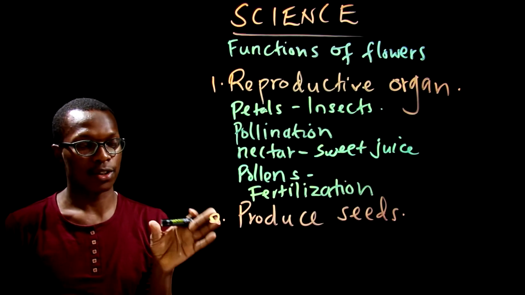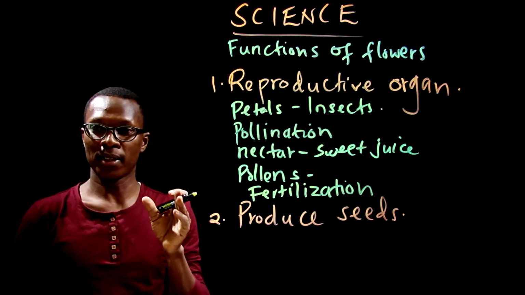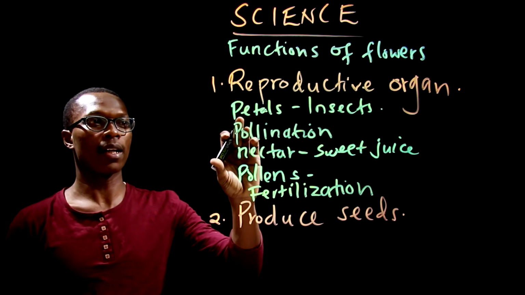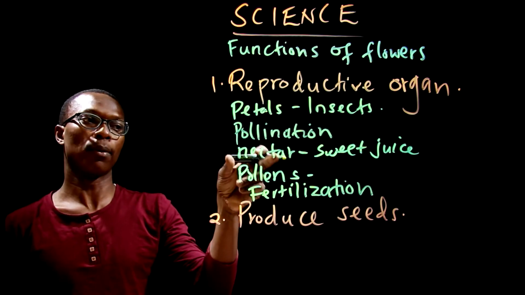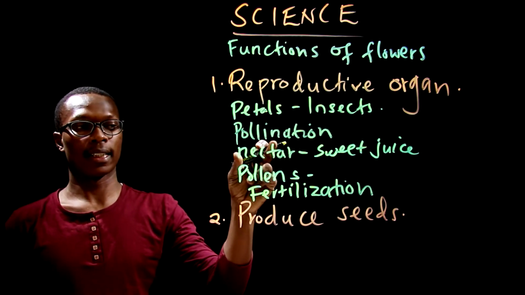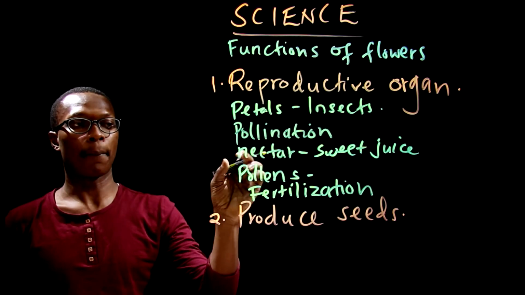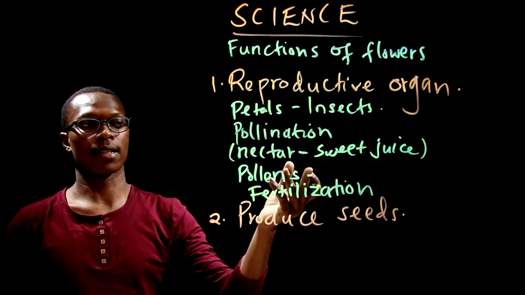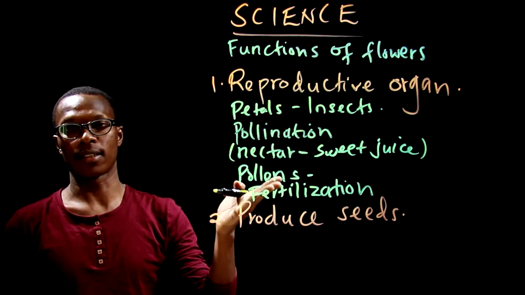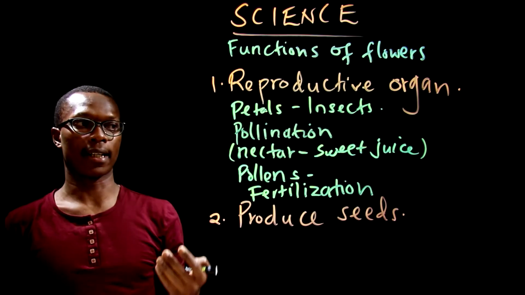Now, I just don't want to bombard you with so much information. I just want you to understand one thing: the petals attract the insects. After that, we get pollination, right? This pollination helps to transfer the pollen. The nectar I just mentioned, for you to understand what normally attracts the insects, it's the petal and also the nectar.